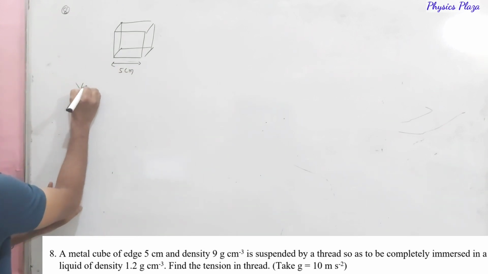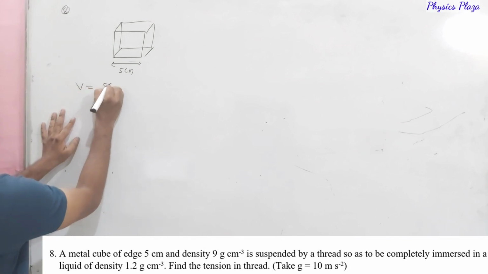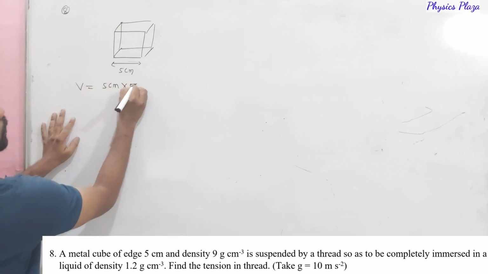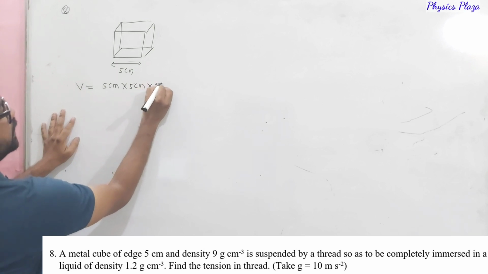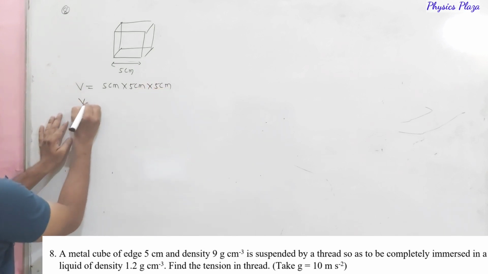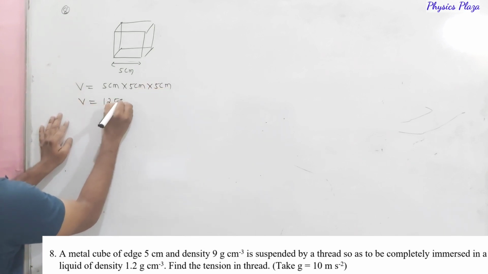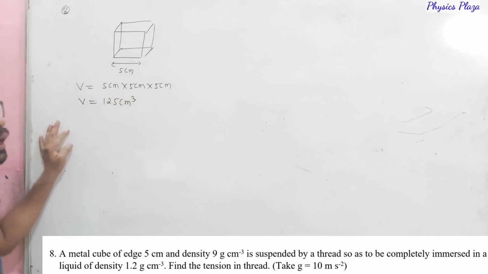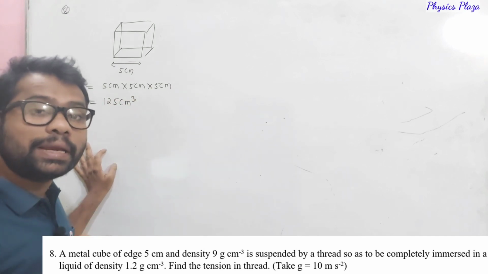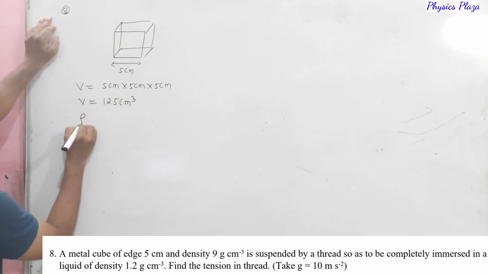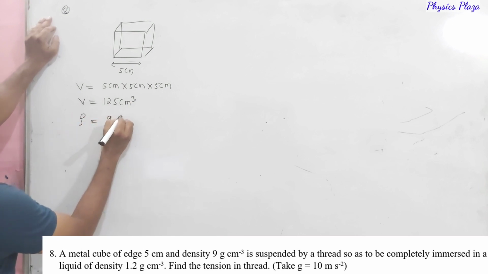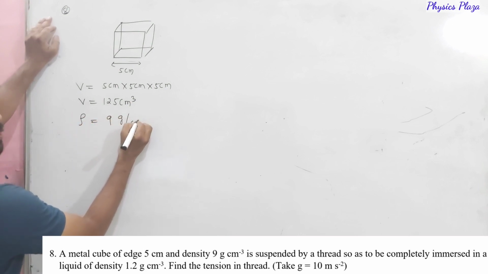So children, volume is equal to what? 5 centimeter into length into breadth into height. 5 centimeter, 5 centimeter. So this is going to be 125 centimeter cube. And its density is also given, 9 gram per centimeter cube. Density of that solid is given 9 grams per centimeter cube.